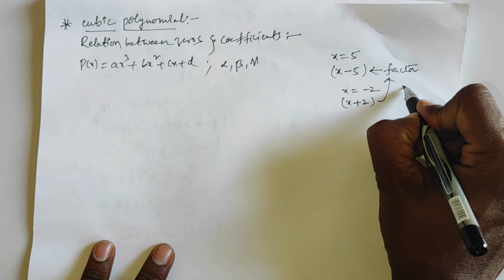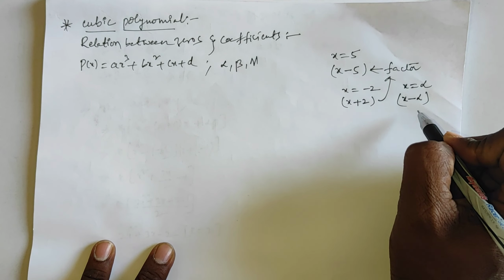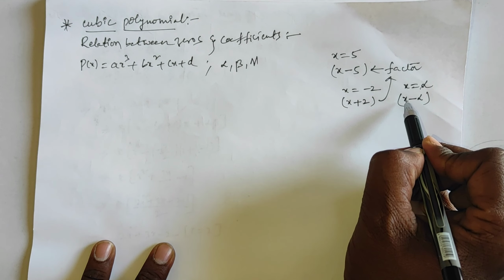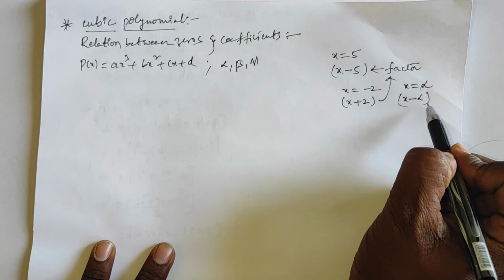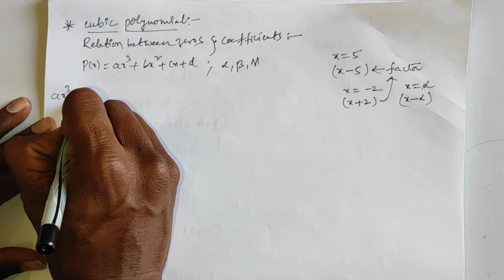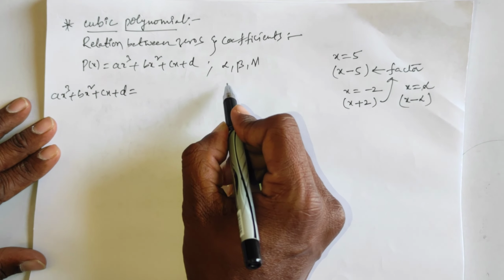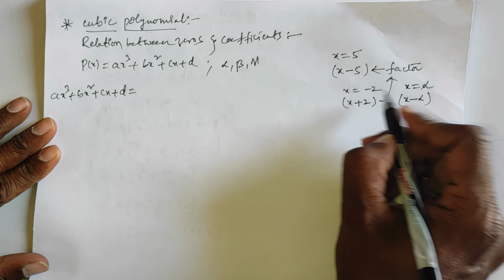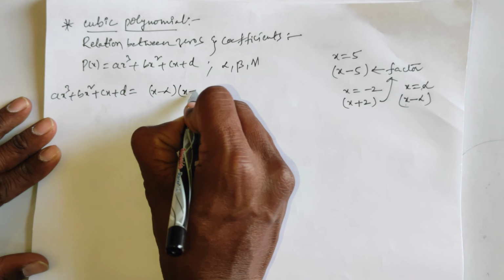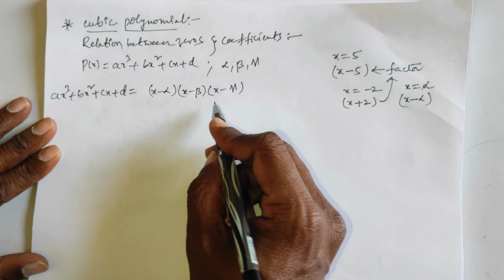In that case x equals alpha is the zero, so the factor is x minus alpha. Second case, x equals beta, so the factor is x minus beta. Gamma, x minus gamma. Now we'll compare here. So ax cube plus bx square plus cx plus d is equal to, now we are writing the factors: x minus alpha into x minus beta and into x minus gamma are the factors.